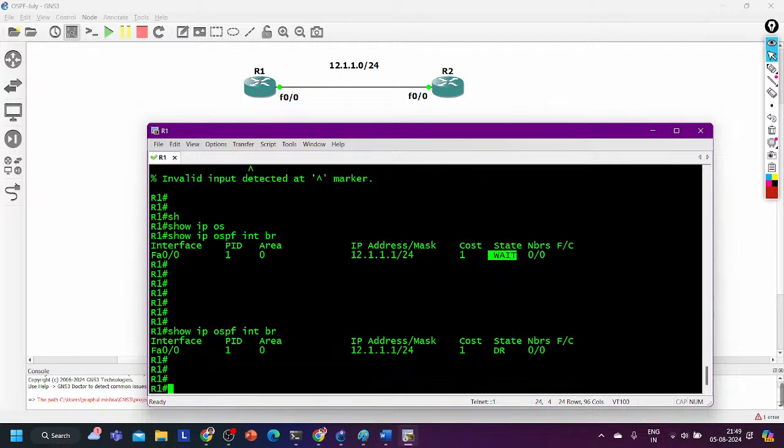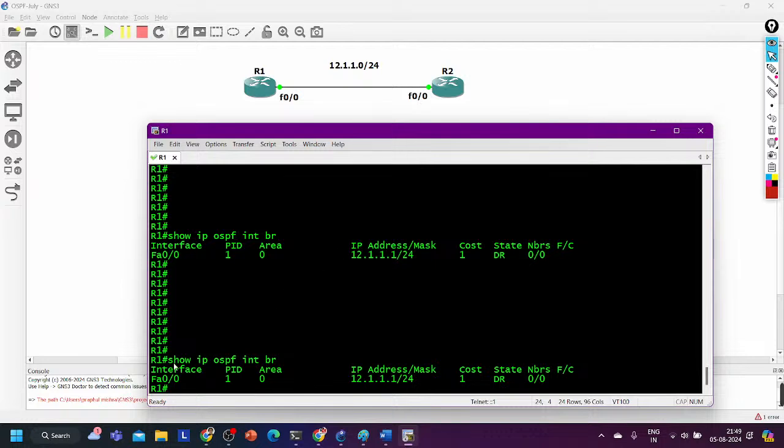So now you can read this output. Interface FastEthernet 0/0. What is the process ID over here? 1. What is the area ID? 0. IP address 12.1.1.1/24. What is the cost metric? 1. Done. How has it calculated the cost?